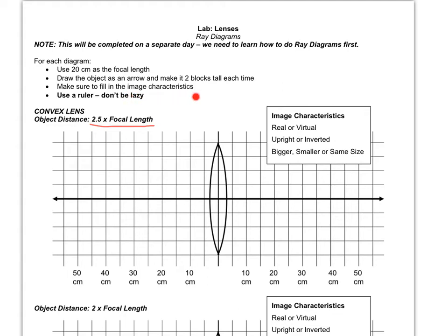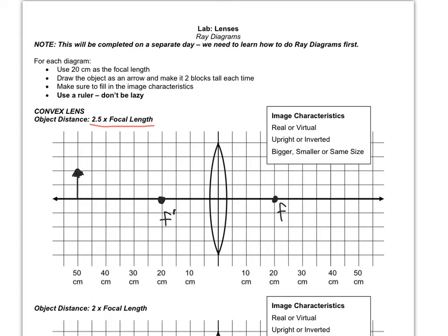And then we're going to fill in these image characteristics, which is something we talked about in the notes. So let's get started with this first one here. The first thing I'm going to do to start drawing these is mark my focal point here, which is at 20 centimeters, and also F prime, which is that point opposite the focus, same distance, so still at 20 centimeters, but on the opposite side. I'm then going to draw my object here at 2.5 times the focal length, or 50 centimeters, and we're going to make it 2 blocks tall.